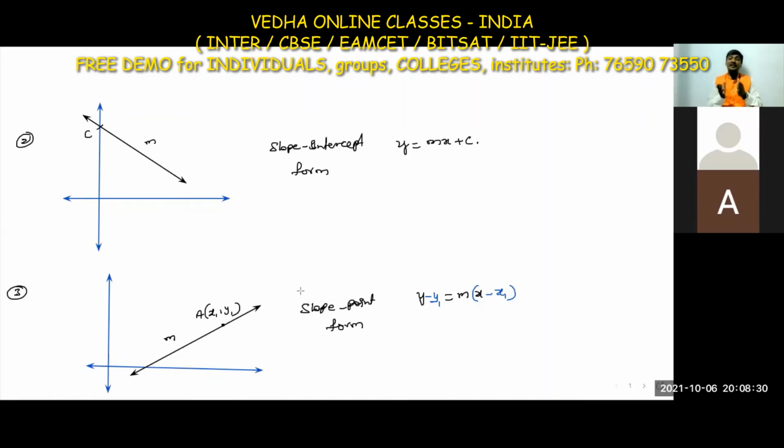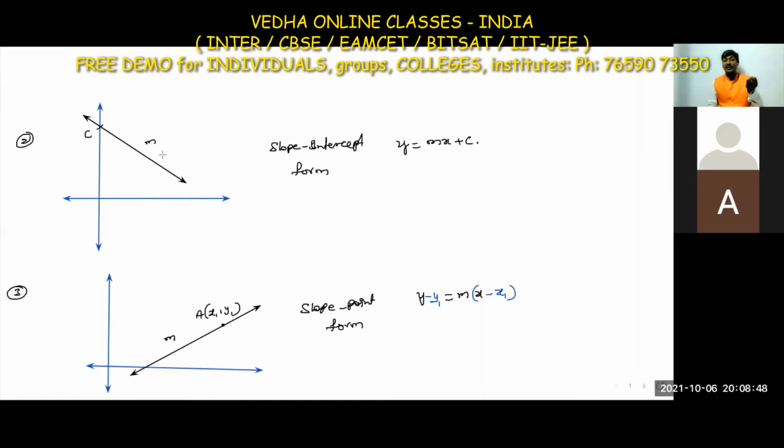Okay, based on that data, we have to find out the straight line equation. When they give only the slope, we use the slope form. Only slope and passing through the origin means y is equal to mx. Okay, only y is equal to mx is enough for that.